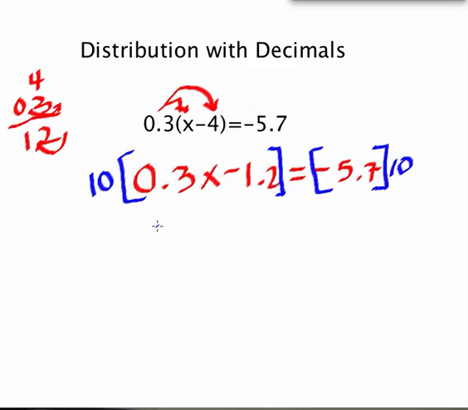When we do that, our new equation will be written as 3x minus 12 equals negative 57. And that looks a lot easier to deal with than what we were doing before. Now it's back to those inverse operations, undoing what's being done to x. We want to get x by itself. So in order to do that, we have to add 12 because it's being subtracted here. We're going to add 12 to both sides.